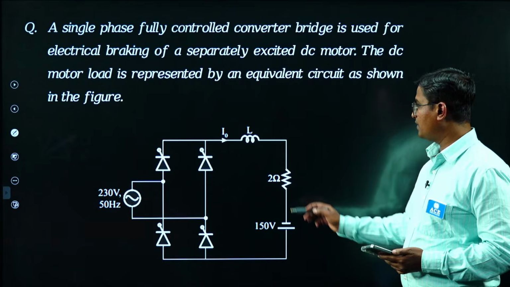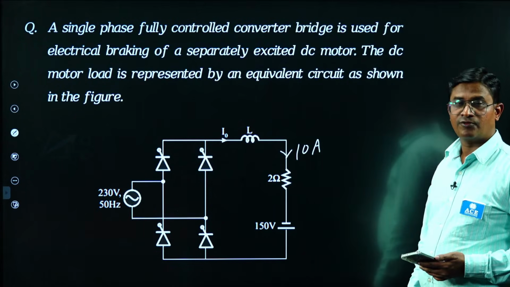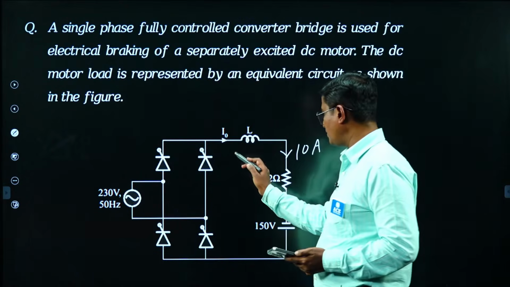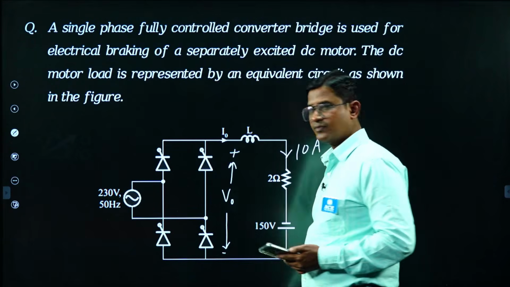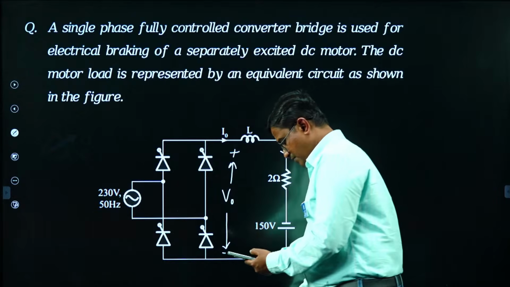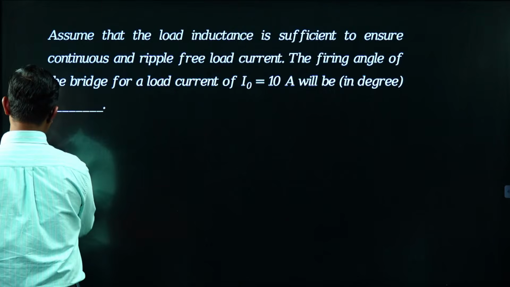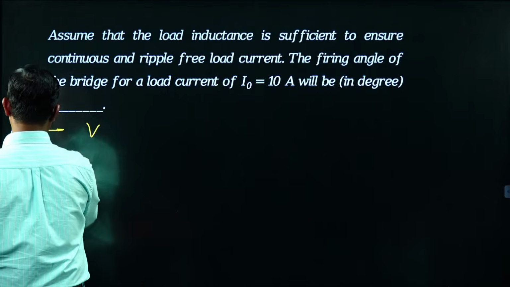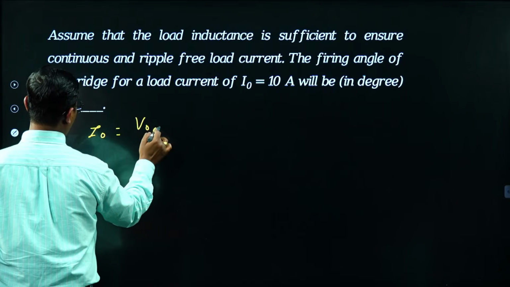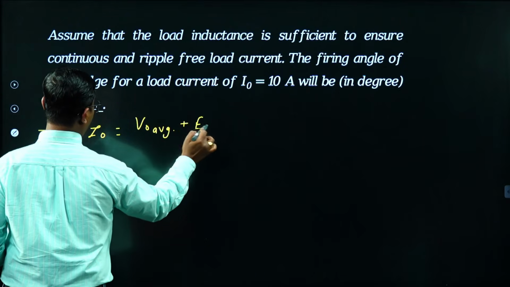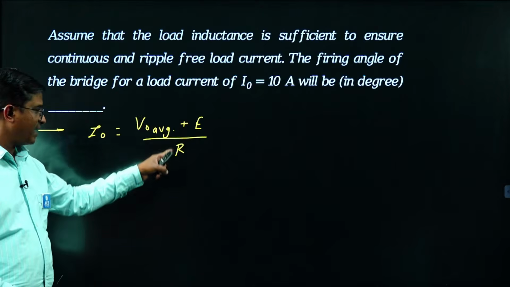Check, load current given is 10 ampere. So here current is 10 ampere. Right. From this, can we find V0 average? This is your V0. First find V0 average. We can write V0 average equal to... I0 they have given, na. What is I0 given? I0 equals V0 average plus E by R. Inverter mode operation, EMF polarity reversed, so that's why it will become plus E by R, right?